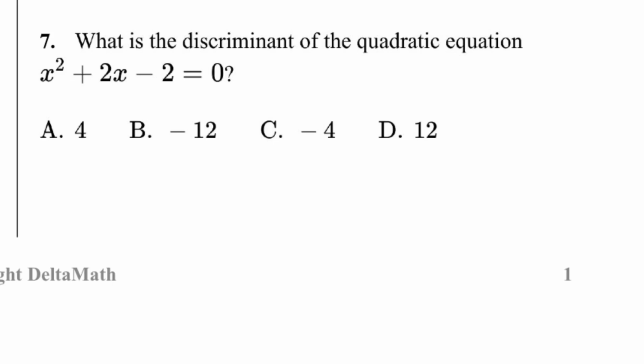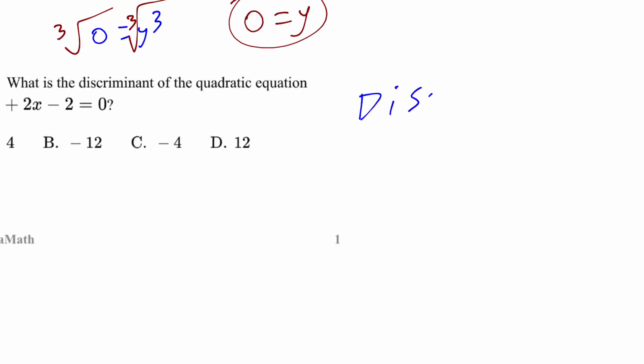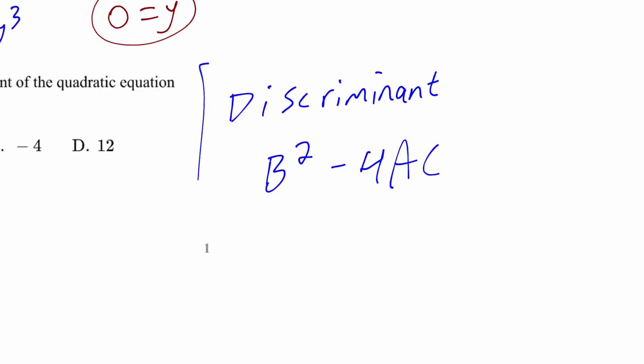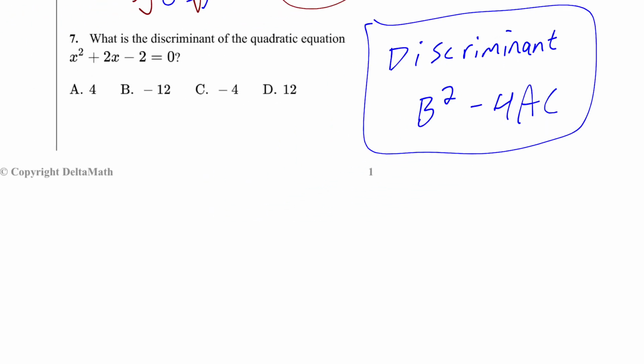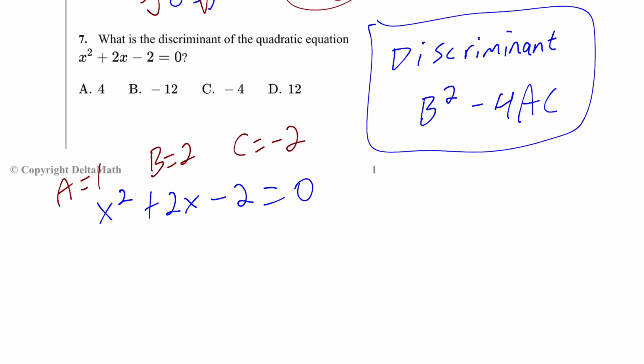Next up, discriminant of the quadratic equation. So the discriminant equation is this: b squared minus 4ac. So we have to be able to identify, for an equation like this, what are the values for a, b, and c. And a is 1, b is 2, and c is negative 2. They're the coefficients for the x squared term, the x term, and the constant term.